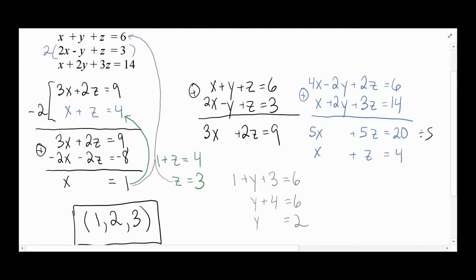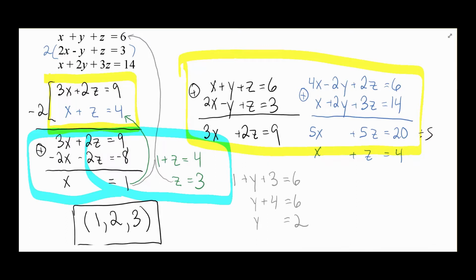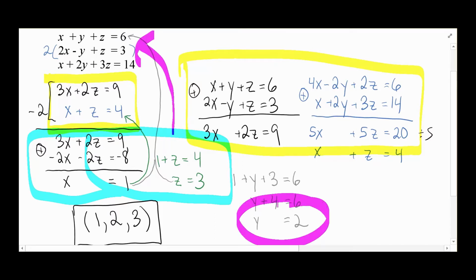So if we look big picture at this, we chose the variable to eliminate. Then, off to the side, we did some scrap work to eliminate that variable in 2 different ways. That resulted in 2 equations, 2 unknowns. We then solved the 2 equation, 2 unknown system. And then we took the answers from there, plugged them back into the original to get our third answer. And those are the basic steps that we can always follow in every system of 3 equations, 3 unknowns.